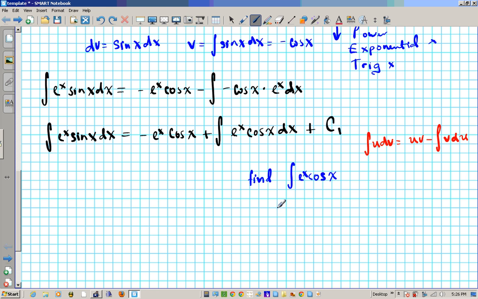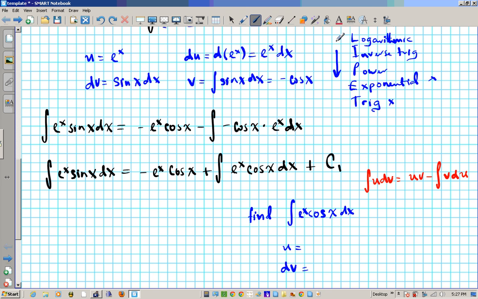So for this one, I need to know my u and my dv, right? Because u and dv are the left side of the equation. So how do I select it? Remember LIPET? LIPET says that we follow this continuum to select u. Exponent comes before trig, right? So this is my u. Okay, don't forget. And then my dv is going to be the other one. So if this is u already taken off, dv has to be cosine x.